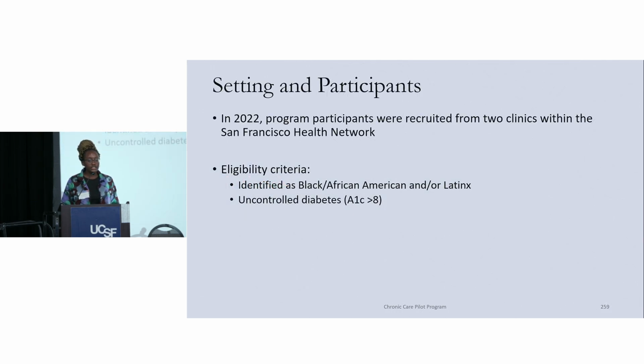So in 2022, participants were recruited from 2 clinics in the San Francisco Health Network, and the eligibility criteria for this project was people who identified as either Black/African American and or Latinx, and those with uncontrolled diabetes, which was defined as an A1C above 8.